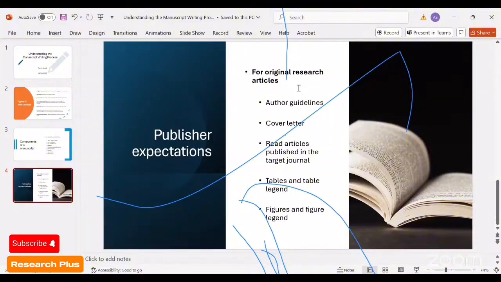The author guidelines will also specify tables and table legend, whether the tables can be part of the manuscript or they have to be uploaded as separate files, or you have to put them at the end of the manuscript, usually after references. All that information is provided in the author guidelines, and that is also applicable to figures and figure legend.